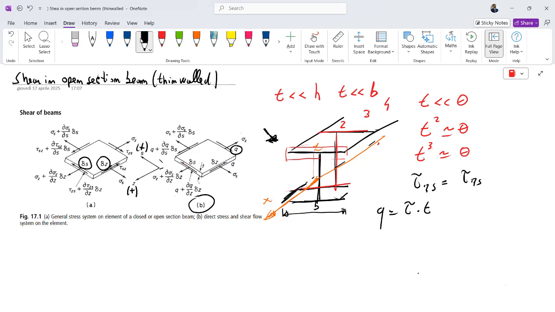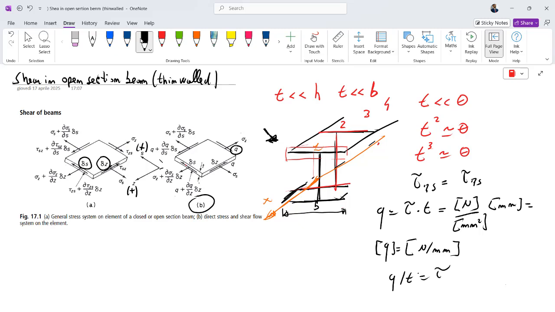In dimensional analysis, we obtain that tau is equal to Newton divided by millimeter squared, times millimeter for the thickness, and so q has a unit of measure equal to Newton divided by millimeter. If the thickness is constant, this is the power of the first hypothesis that we made, if the thickness is constant along the beam, I can switch from shear flow to shear stress simply using a fraction. So q divided by t is equal to tau. Stop. This is the simple thing to do.